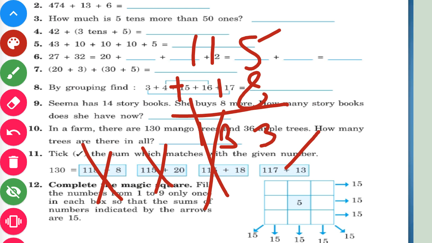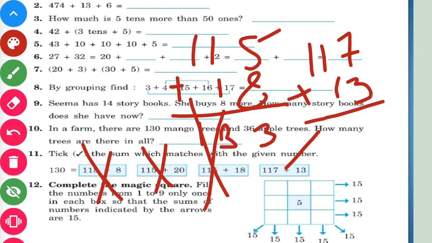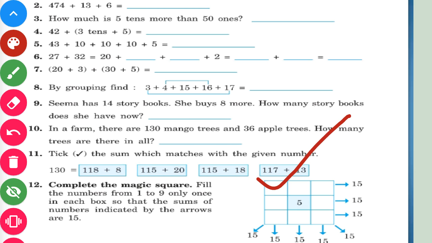Now 117 plus 13. 7 plus 3, 10. 1 plus 1, 2, 1, 3 and 1, 130. So this is our right answer.